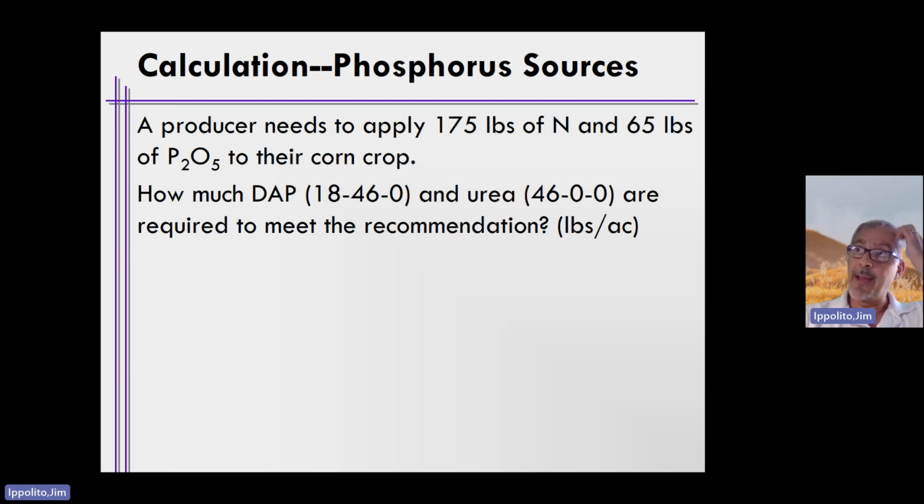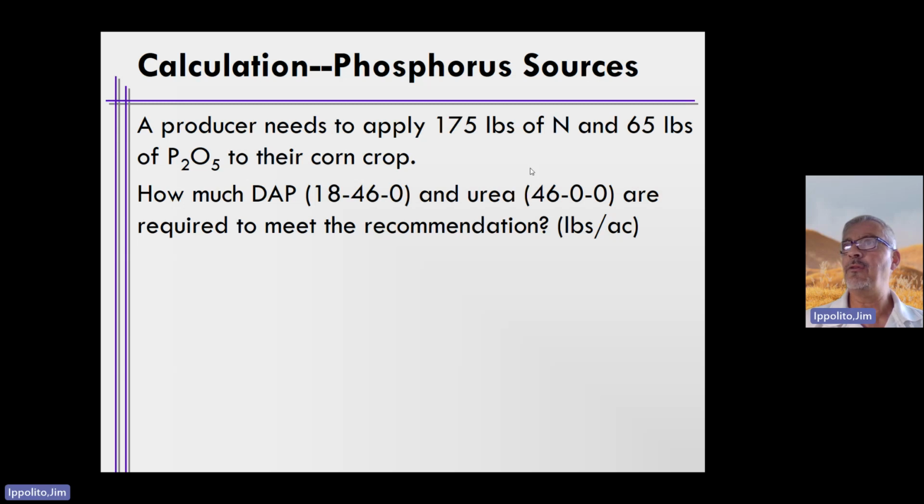So, okay, the target application rate is 175 pounds of nitrogen per acre and 65 pounds of P2O5 per acre. It doesn't say per acre, but it's per acre. How much diammonium phosphate and urea are required to meet that recommendation? And we're going to apply diammonium phosphate and urea in pounds per acre.